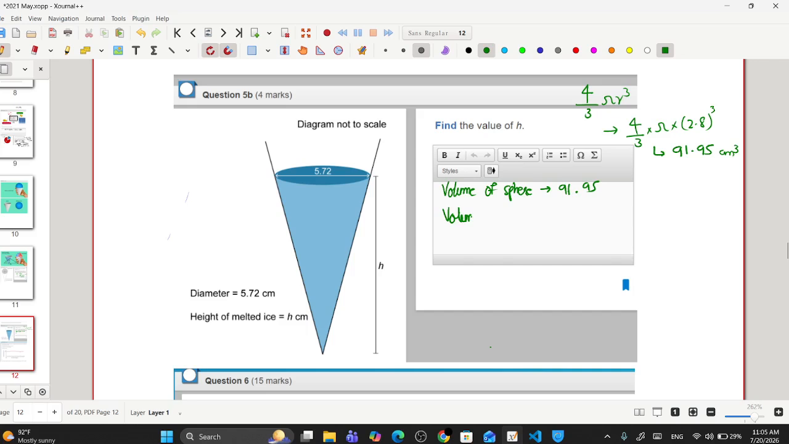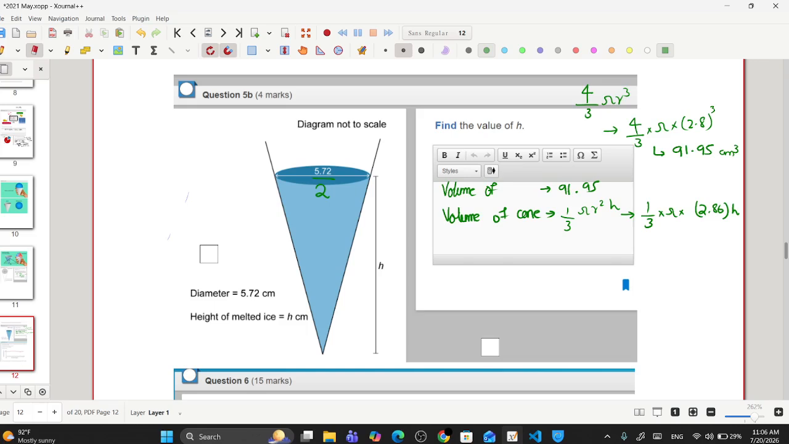Volume of cone is equivalent to 1 over 3 pi r square h. So that becomes 1 over 3 multiplied by pi multiplied by r, in this case 2.86, since 5.72 will be divided by 2. So that becomes 2.86 multiplied by h. Now, the volume of sphere, the one that I had calculated by mistake, is basically the volume of this entire cone.